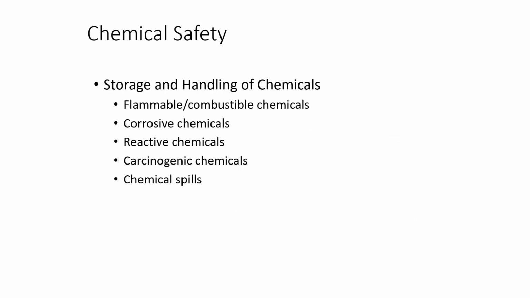Storage and handling of chemicals: flammable or combustible chemicals, corrosive chemicals, reactive chemicals, carcinogenic chemicals, and chemical spills. Chemicals should be stored according to their group. Different chemicals are assigned different groups, and that group is typically on the manufacturer's label of that chemical. A lot of times, once they're stored by groups, the chemicals will be ordered in alphabetical order within their group. Chemical spills are another thing to consider. There are chemical spill kits available, and appropriate chemical disposal after a chemical spill is also a consideration.